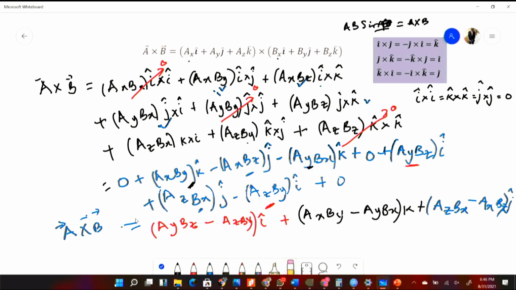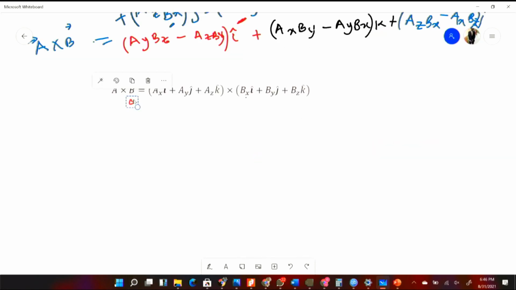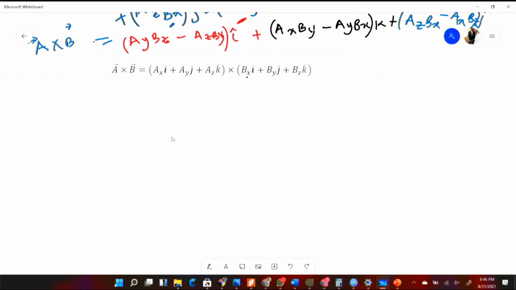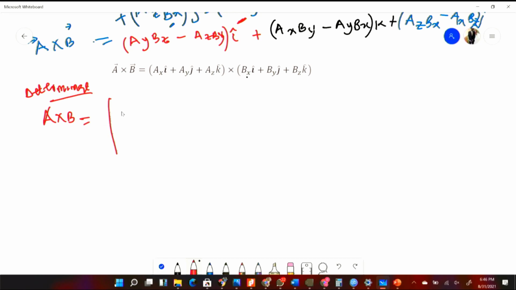But this is not the only way. We can also use determinants to find the cross product of two vectors. Okay? So this is our vector again. And this time around, let's say we have A cross B. So now we want to use a determinant to obtain our cross product. So what do we mean by that?